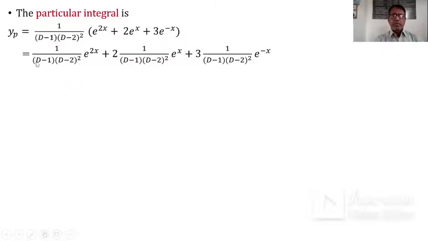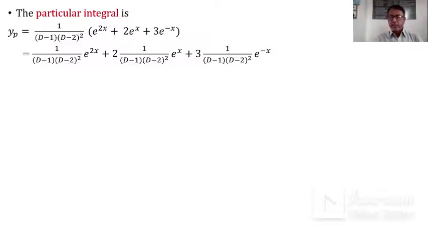Here if we substitute D by 2, then 2 minus 1 is 1, means it is non-zero. This is phi of D. Means we call this to be (D minus a)^r into phi of D. Try to understand this properly. Here a is 2, r is 2, and phi of D is D minus 1. In the result we have seen, 1 upon (D minus a)^r into phi of D on e^(ax) is equal to x^r e^(ax) upon r factorial into phi of a.